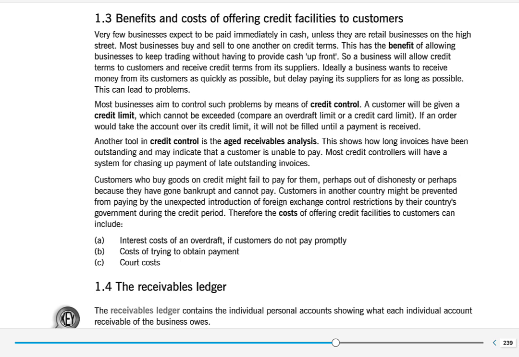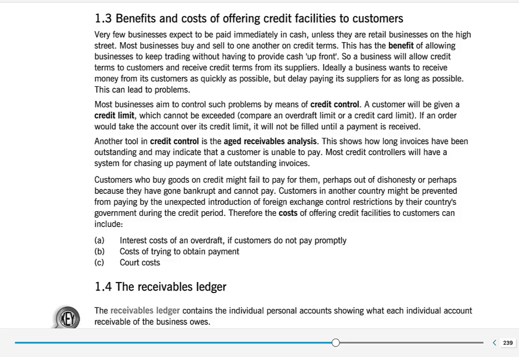What the book means by offering credit facilities. Offering credit facilities means the business allows customers to buy now and pay later. So instead of paying immediately in cash, the customer gets a period of time, such as a month, to pay. This is very common in real businesses, especially when businesses sell to other businesses.